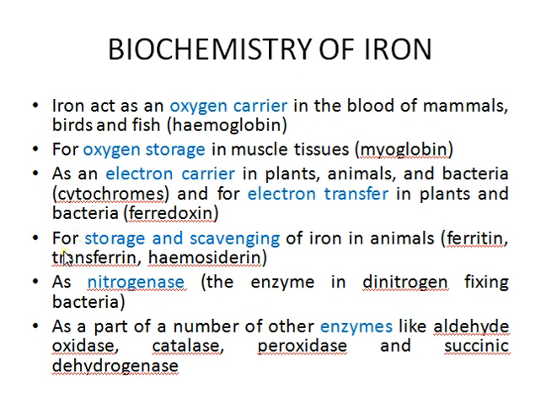Next, iron can act in storage and scavenging of iron in animals. Storage and scavenging of iron in animals can be made with the help of ferritin, transferrin and hemosiderin.